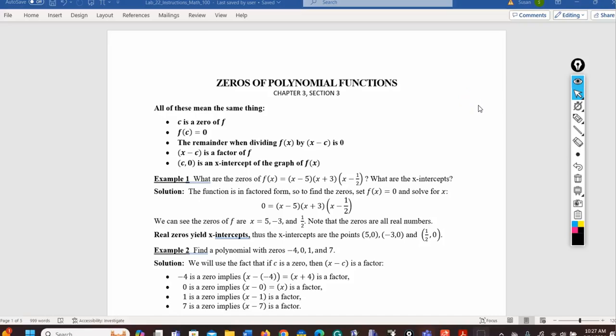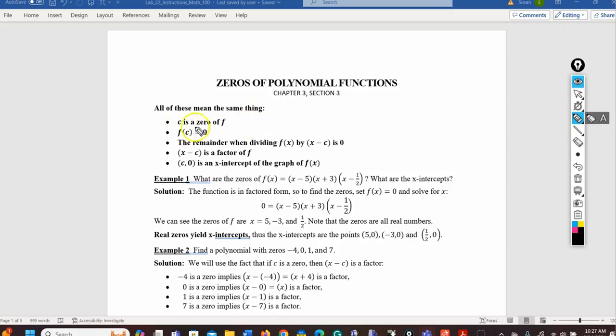In this video, we're going to be looking at zeros of polynomial functions, in particular real zeros. We'll get into non-trivial complex zeros in a later video. Now, the most important thing for this part is to know this little bullets section. All of these mean the same thing.